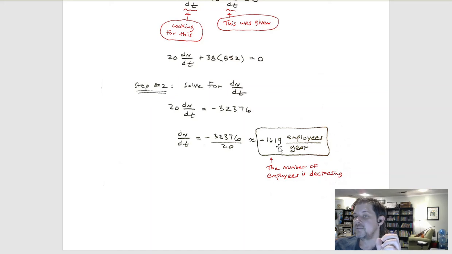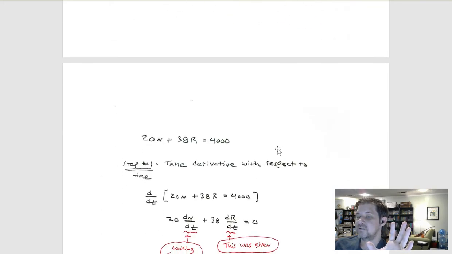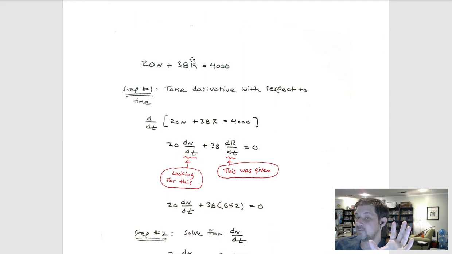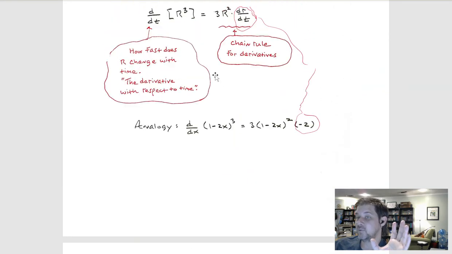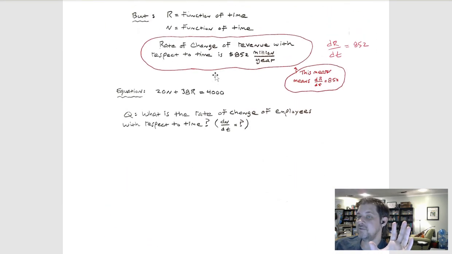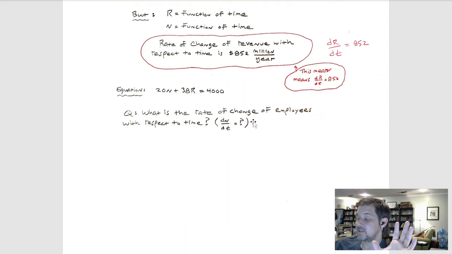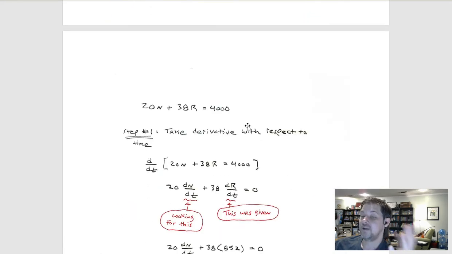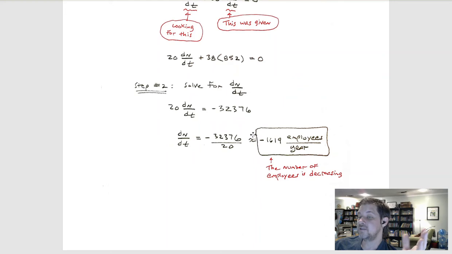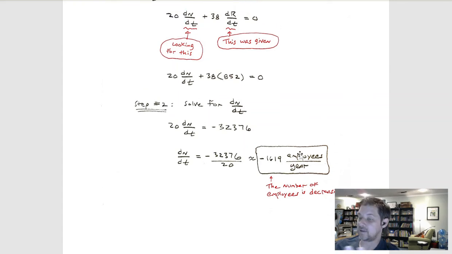So for the number of employees and the revenue to be linked by this equation, and for the revenue increasing by $852 million a year, we find out the number of employees has to be decreasing by 1,619 employees per year. Okay, so that's how we figure it out.